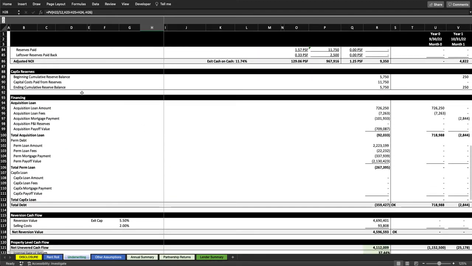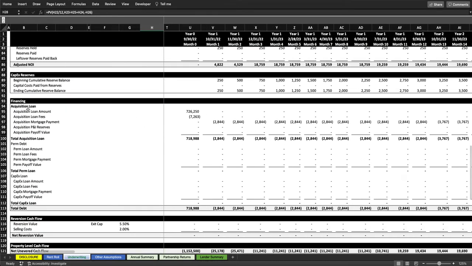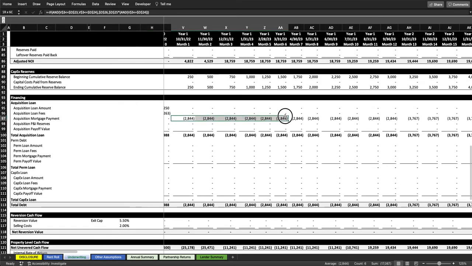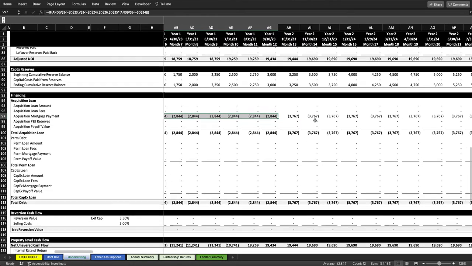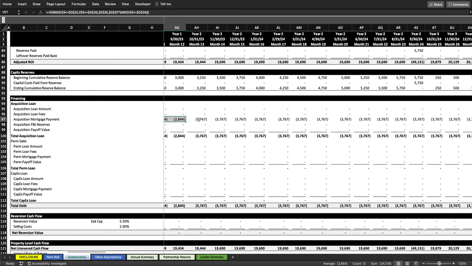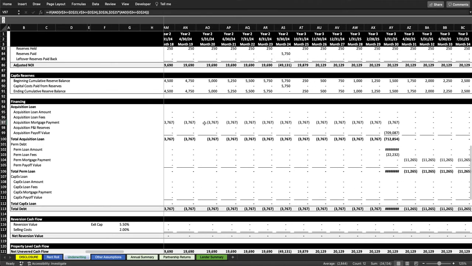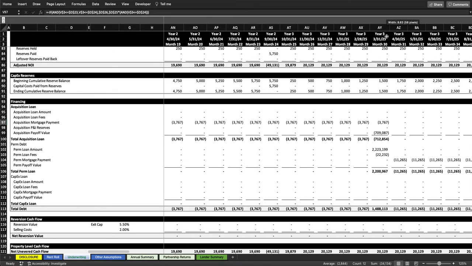If you come down to the financing section, you'll notice in the acquisition loan section, you're borrowing that $726,000. That's shown as a positive inflow. You're then paying $7,263 in loan fees. For the first 12 months, we said we're only using interest only, so that's what your interest only payment is, and you're not paying off any of the principal. But in month 13 thereafter, you're paying the fully amortized amount, which is that $3,700 figure, and you're paying that until you refi in month 30.